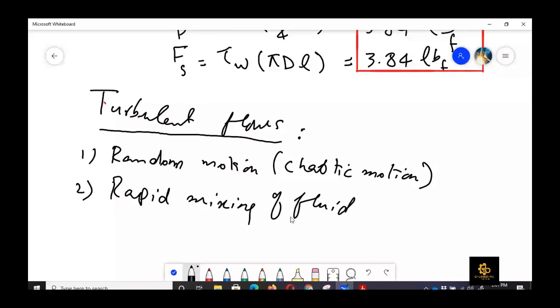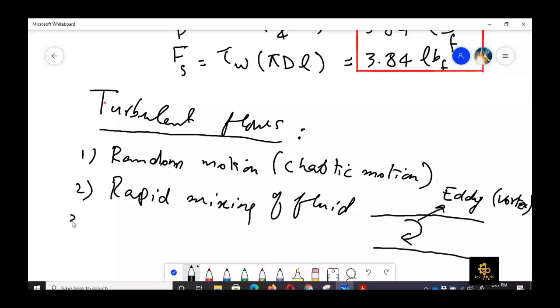Why is there rapid mixing? Because in turbulent flows, we have eddies, or vortices. Because of the vortex, if a fluid particle is near the wall, it would have very low velocity, but the vortex takes that fluid into the center line portion where the velocity is very high. So it is increasing the mixing of the fluid.